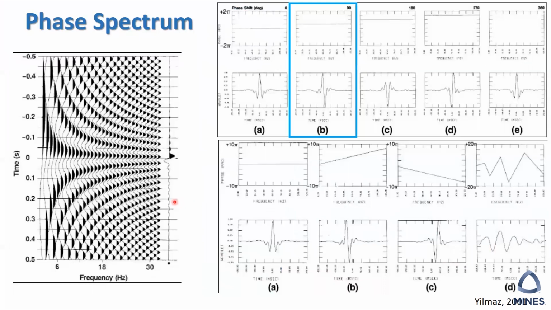So how do you see that in this display? Like I said earlier, because you've changed the phase of the different frequencies, you basically shifted them, and then when you sum them, you're going to get this 90-degree phase shifted wavelet, as in case B. So that's what the phase shift is doing to your data.